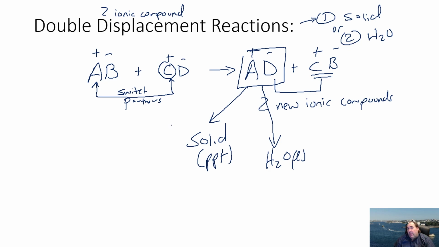You should always have two ionic guys on the left-hand side of the arrow. The two positive guys will switch partners, and the result of that is either a solid or a precipitate will be made, or water will be made.